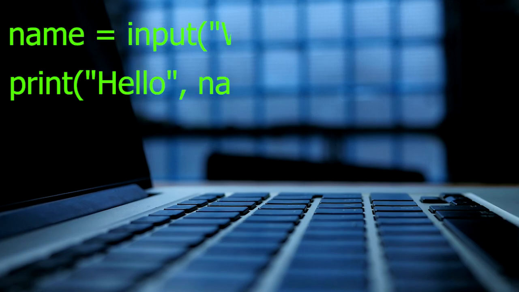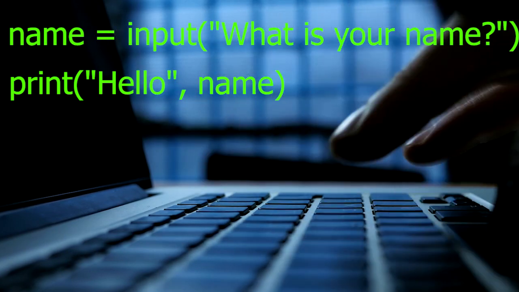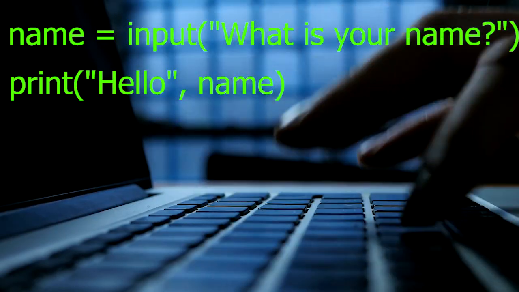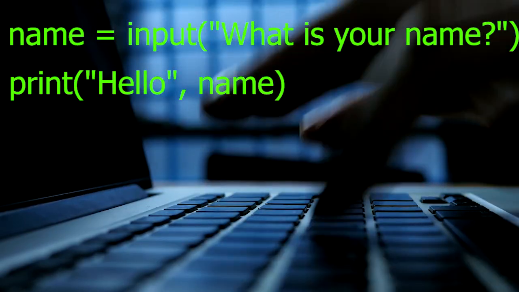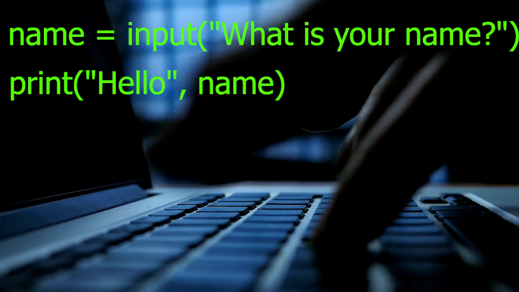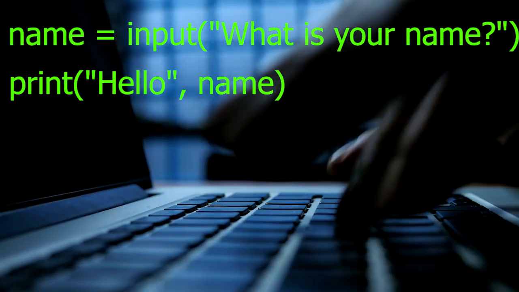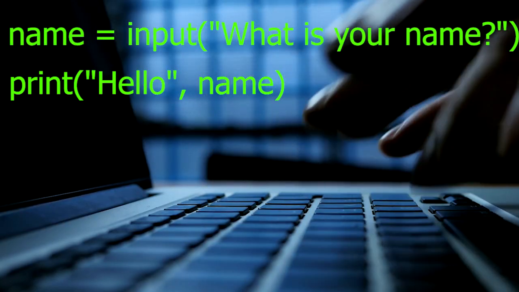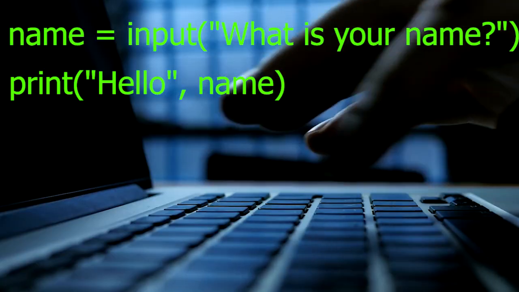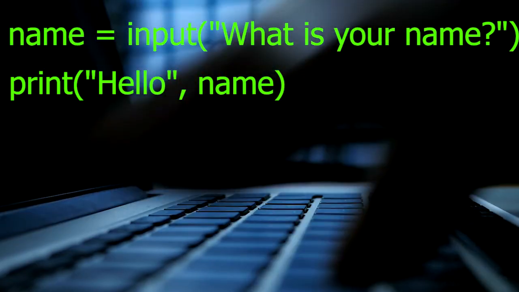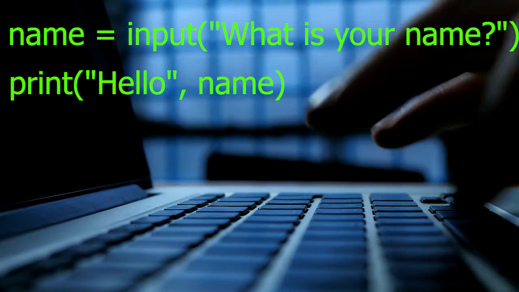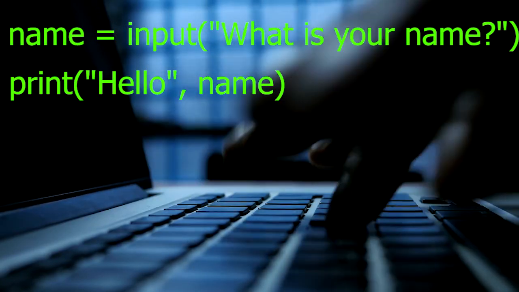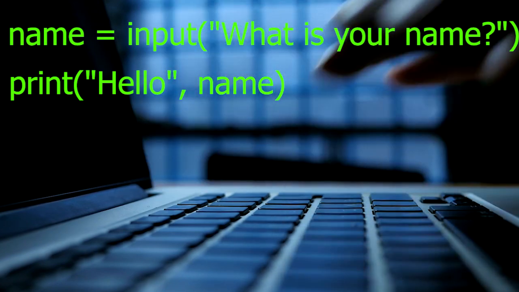Name equals input, What is your name? Print, hello, name. By receiving input from the user, we can combine it with other text in print. The following code prints a greeting message with the user's name. Run it to see the result. In this code, 1. The input function shows the message, "What is your name?" to the user and waits for the user to enter their name. 2. The user's name is stored in the name variable. 3. The print function prints hello alongside the user's name.